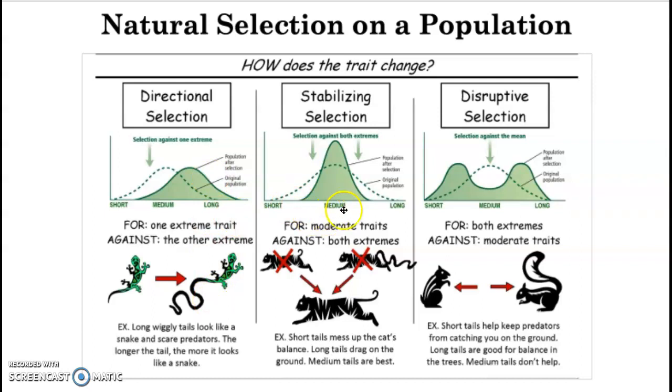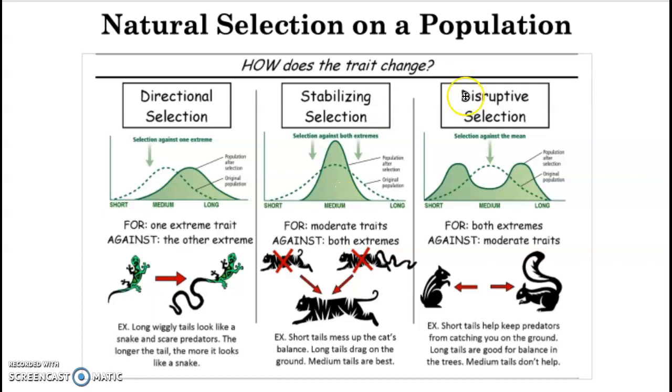Stabilizing is going to kind of meet somewhere in the middle. So instead of this cat having a short tail or an extremely long tail, it's going to have a more medium length tail. So we've gone away from the extremes towards the middle.